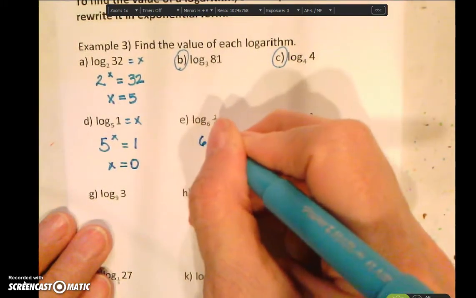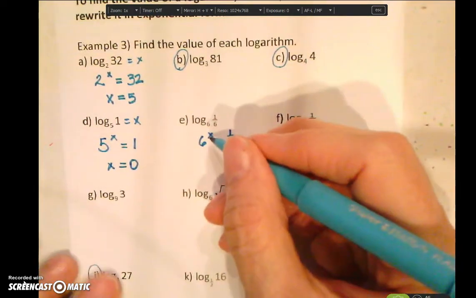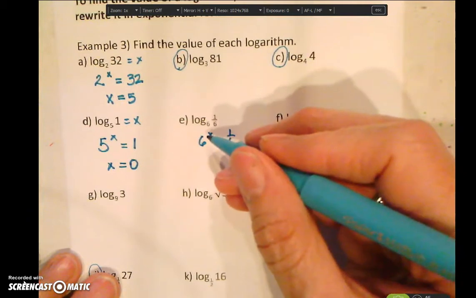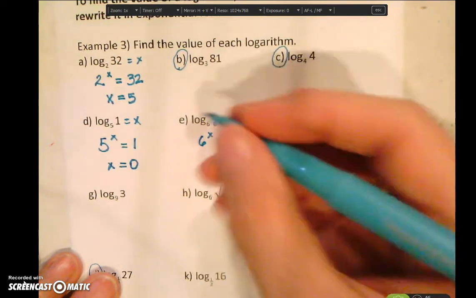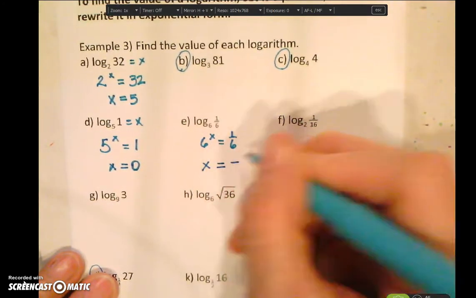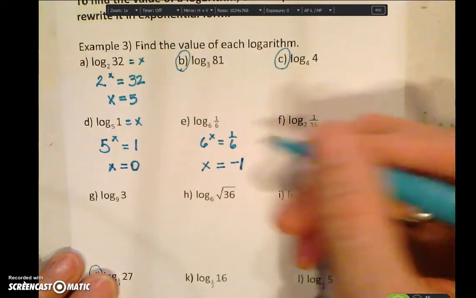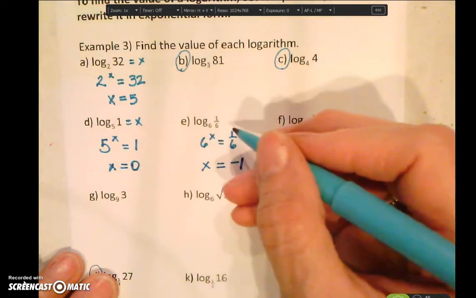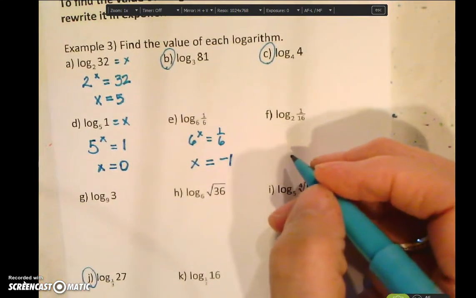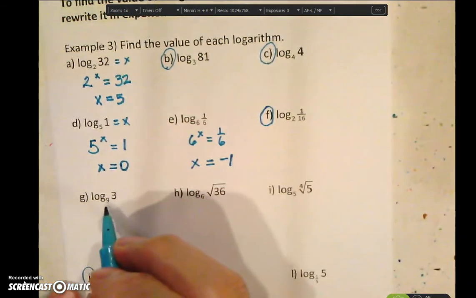Here I'm going to have 6 to the x is equal to 1/6. So I want an exponent that is going to flip this. And what flips it and makes it 1 over is a negative exponent. So x is going to have to be negative, and it doesn't change value, so it's just going to be -1. So 6 to the -1 is going to be 1/6.